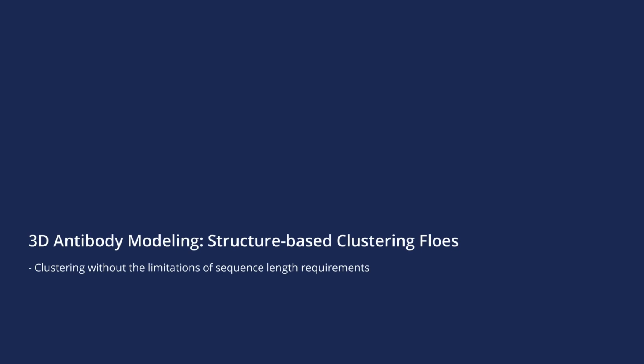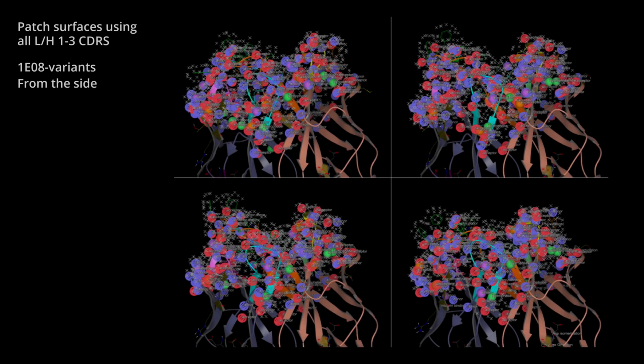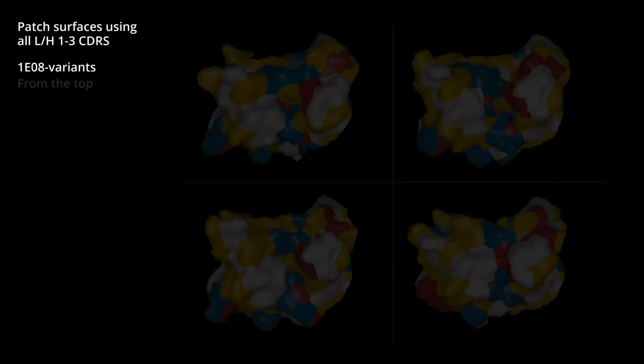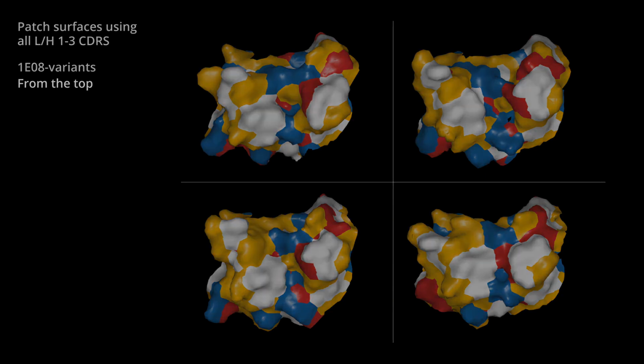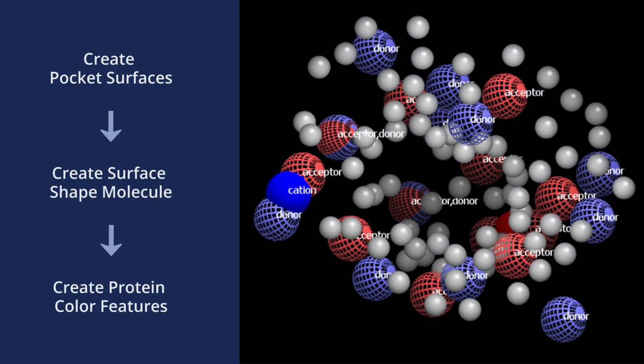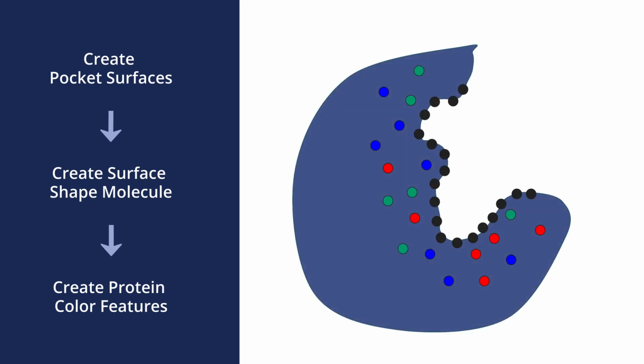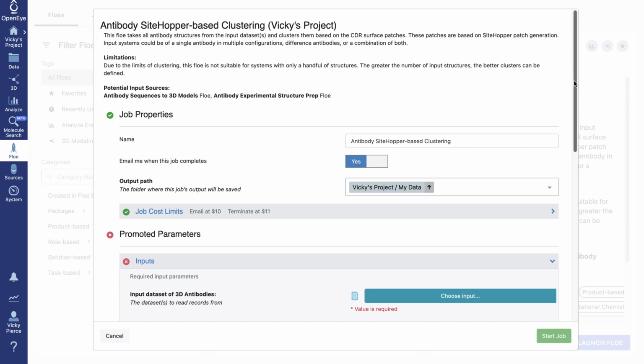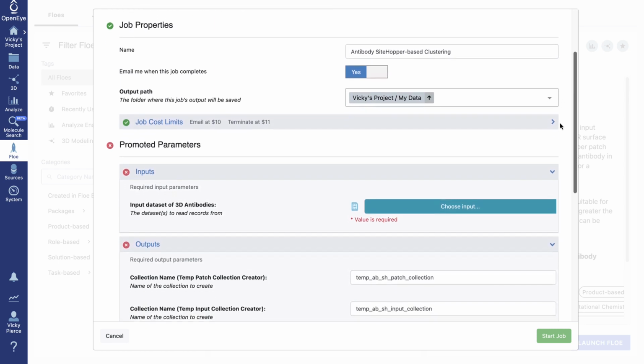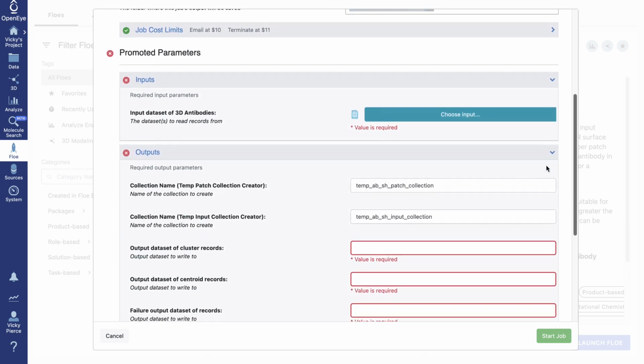Finally, our 3D antibody modeling package offers novel structure-based clustering without the limitations of sequence length requirements, by leveraging SiteHopper's ability to search for and generate surface representations in shape and color. This flow takes all antibody structures from the input dataset and clusters based on CDR surface patches.